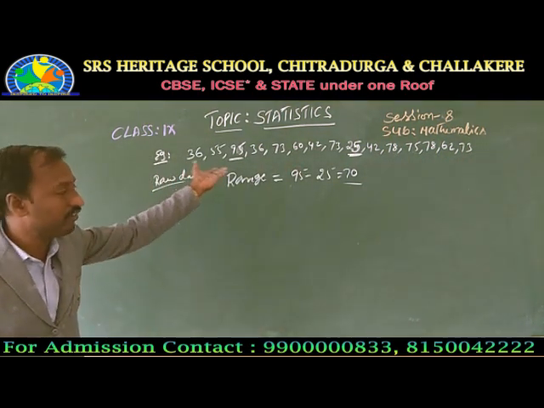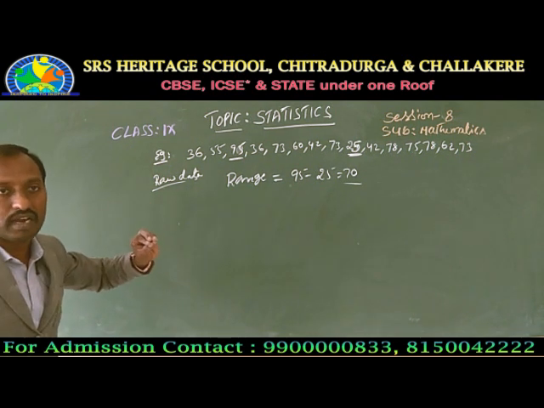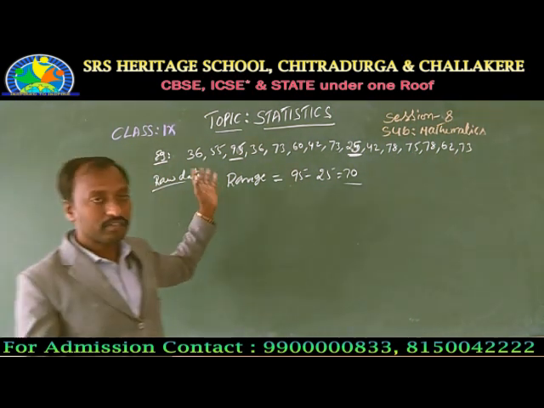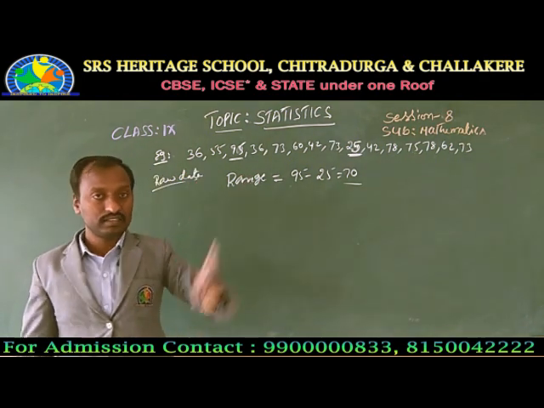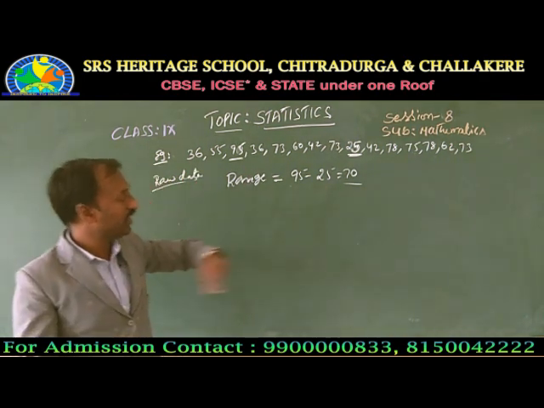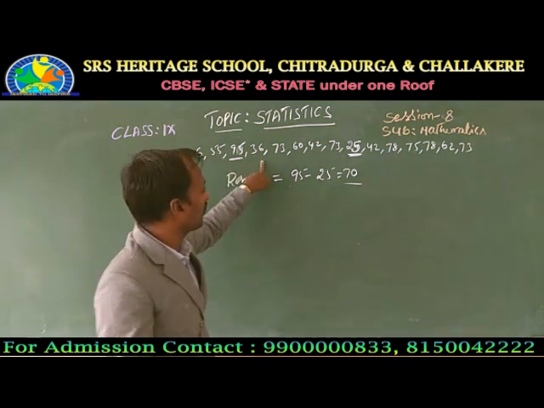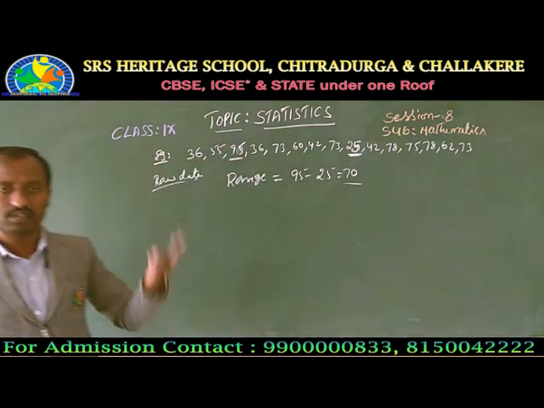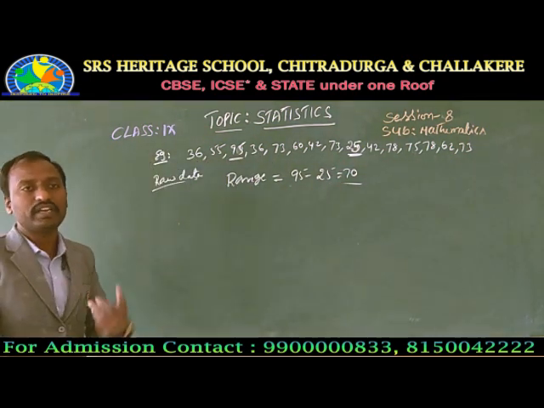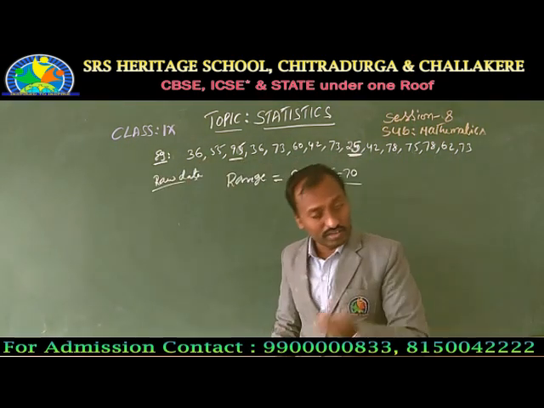In the given data, 3 students got 73 marks, so the frequency of 73 is 3. If you take another example, 36 is repeated twice. So what is the frequency of 36? 2. How many times or how many students scored 36 marks is called the frequency.